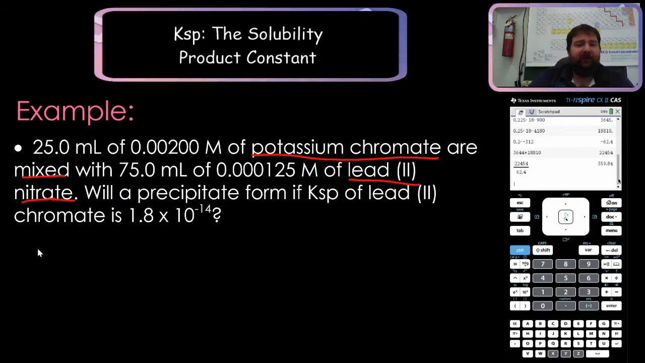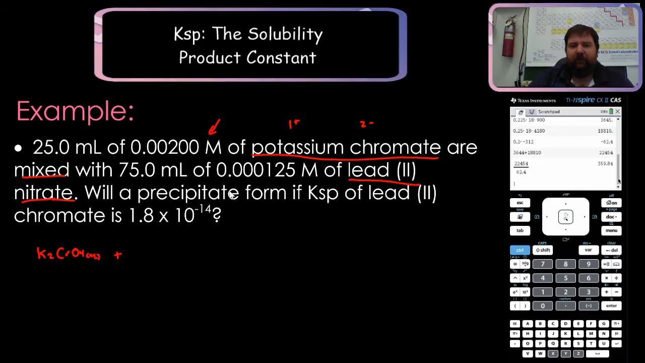So I have potassium chromate. Chromate is CrO4, and it's 2 minus. Potassium is 1 plus. If I drop and swap, I'm going to have K2CrO4, and this is aqueous. How do I know? Because I have a solution of it. I don't really need to check. I know that I have a solution because I have something dissolved, in moles per liter. So it's aqueous.